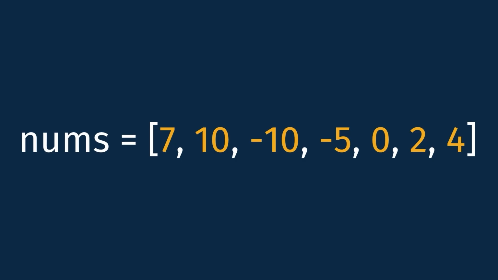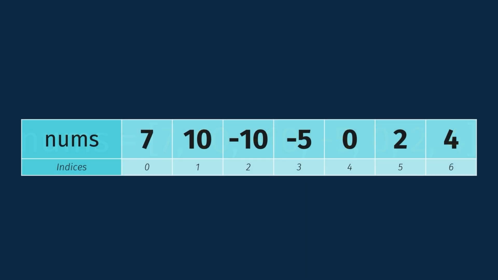Imagine our array with the values 7, 10, -10, -5, 0, 2, 4. Our goal is to find the minimum value hiding in there. So first, let's just visualize our array with its indices so we are all on the same page. We have 7 at index 0, 10 at index 1, -10 at index 2, and so on.